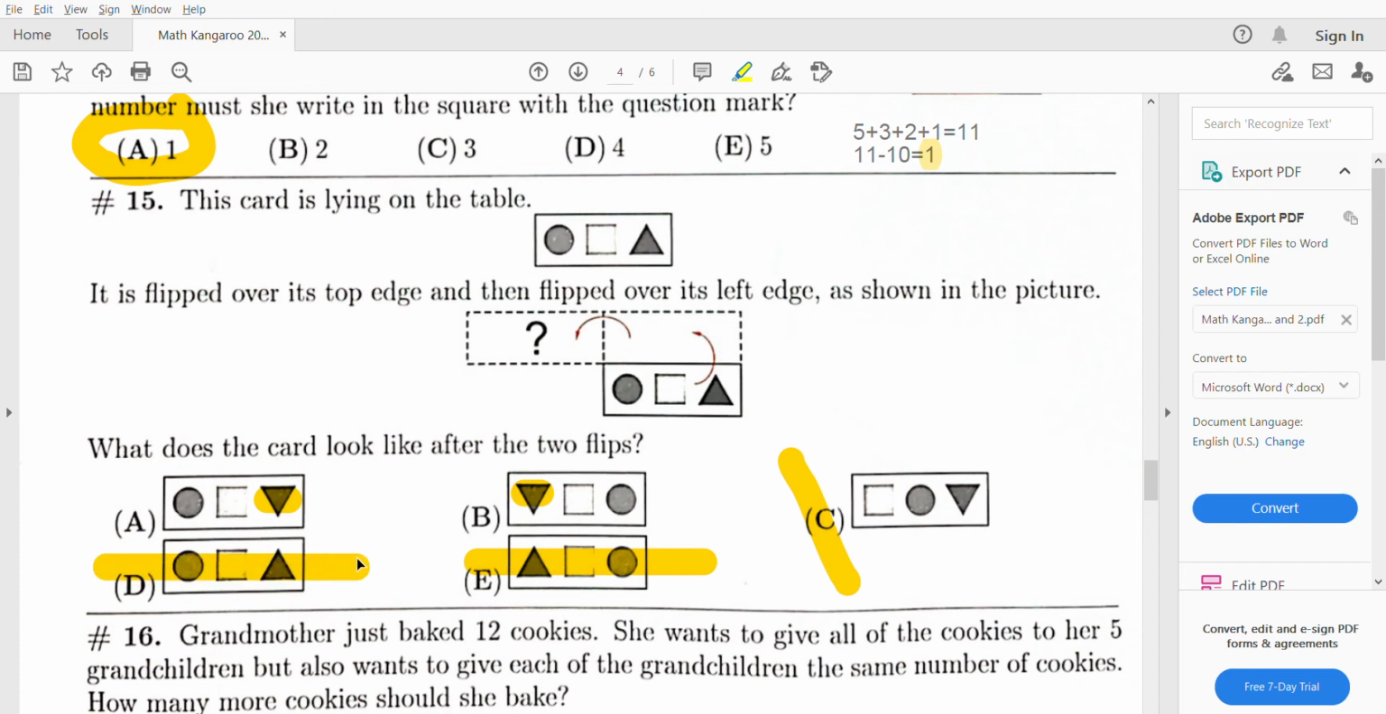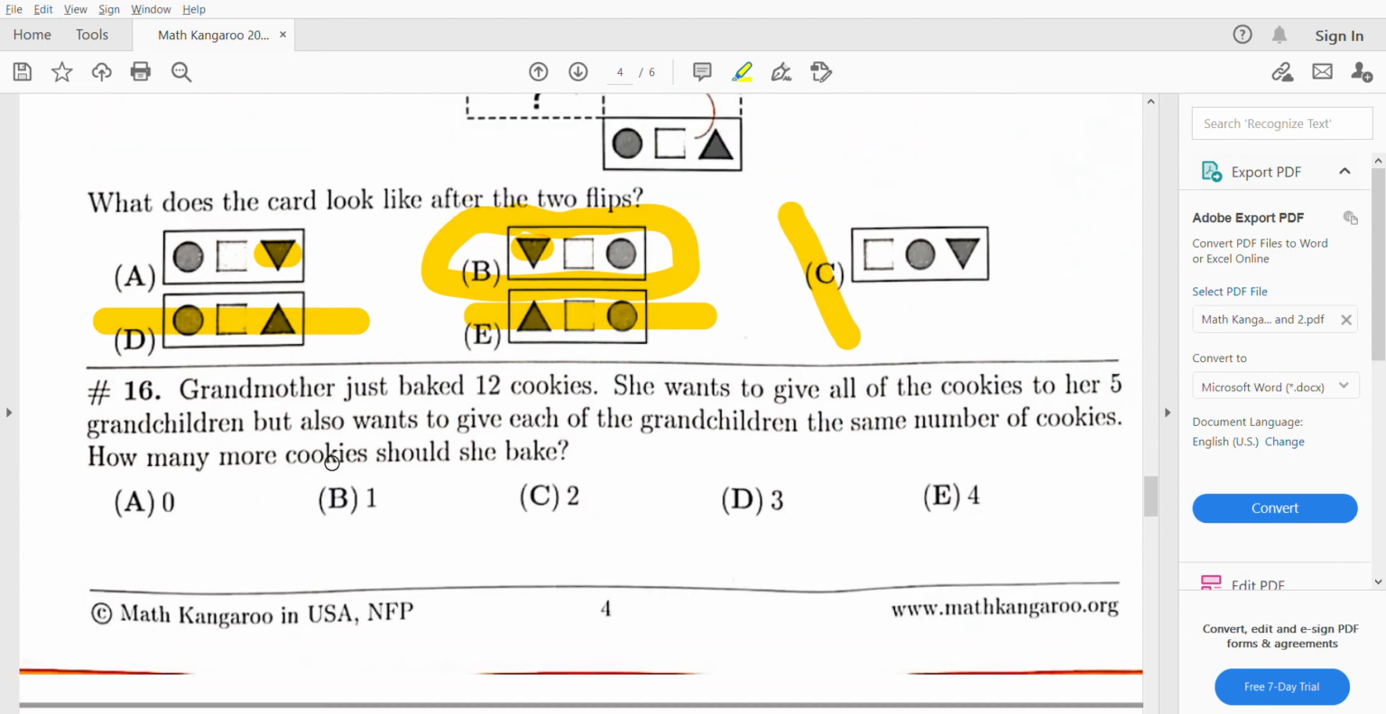Now we have to decide, when it goes on the left edge, will it change its position? And yes, it will. Even though the middle won't change, the triangle will reach here, and the circle will reach here. So that is why the answer for number 15 will be B, which did change its place of the triangle and circle, and not A, which left everything exactly the same besides how the triangle is facing.